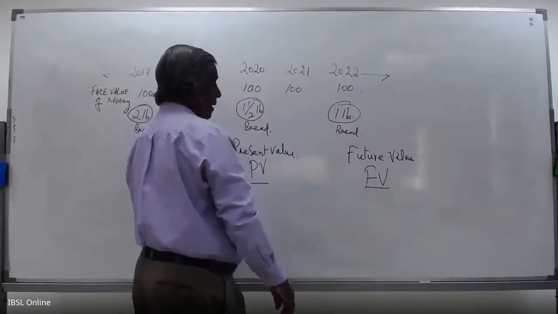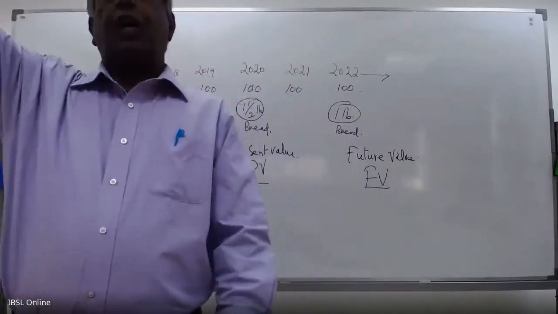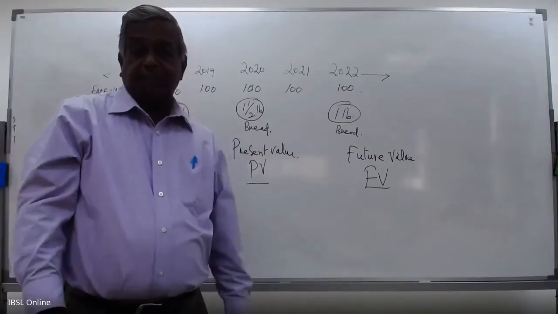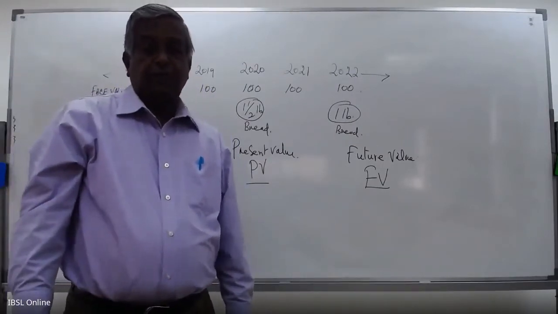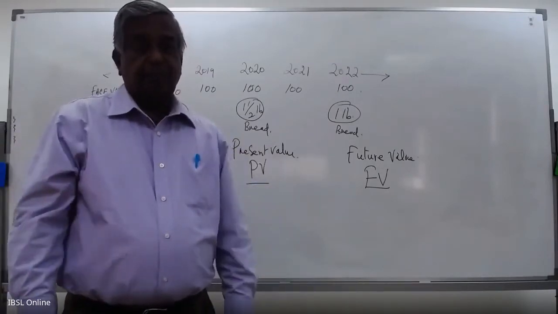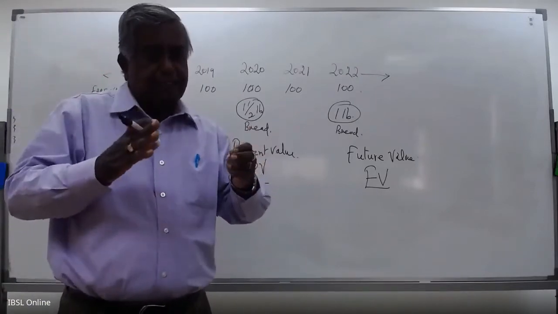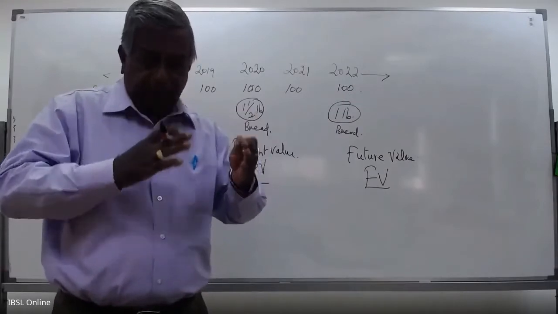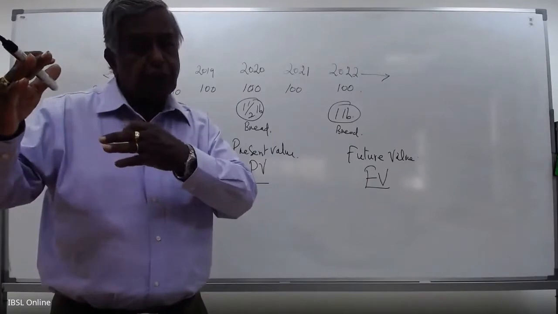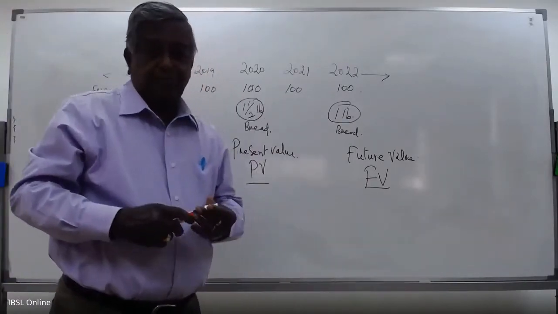So these are the two terms, present value and future value of money. Future value is what you are going to get in future. Present value of money is what you have today. We can explain these things further, but first we must understand the meaning of present value and future value of money.